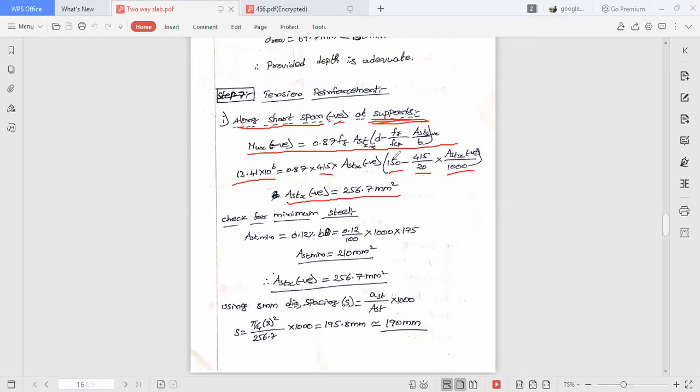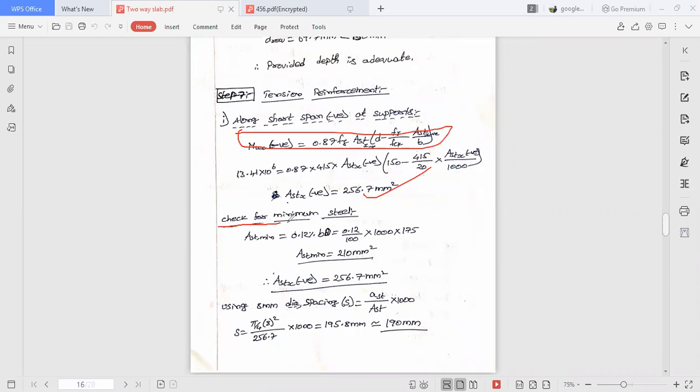Okay, 256 mm square. Now, whatever the steel we got here, 256 mm square, understand carefully, this quantity of steel is obtained based on the design. This is the design formula, right? Only by means of design we got this value.